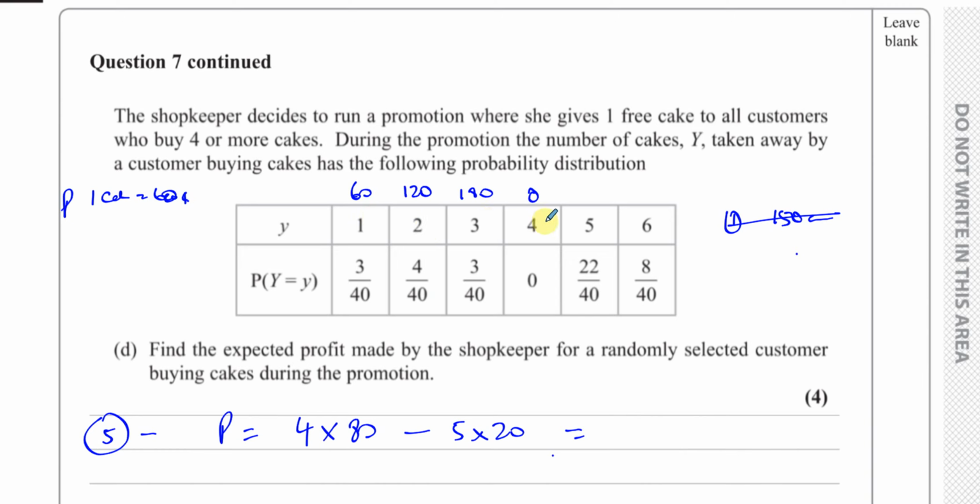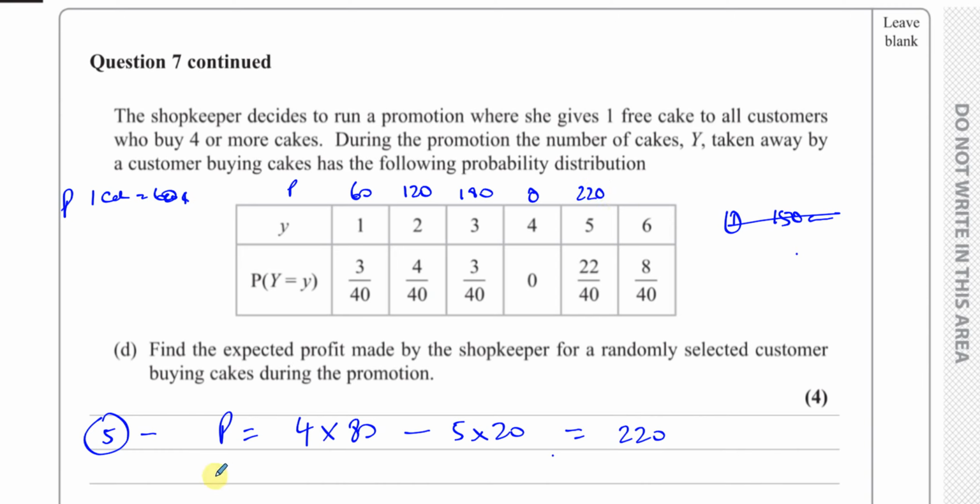But when they buy 4 cakes, they're going to get 5 cakes. Right, so here they're paying for 4 cakes, but they're receiving 5 cakes. So the cost to the bakery or the shopkeeper is going to be 5 times 20, but that's how much money he's getting in. That's 320 minus 100, which is 220. So the profit here is going to be 220.